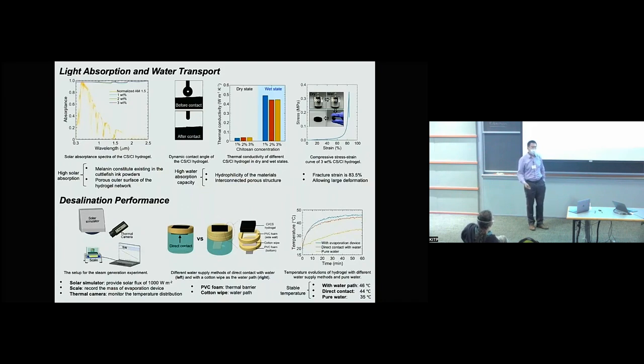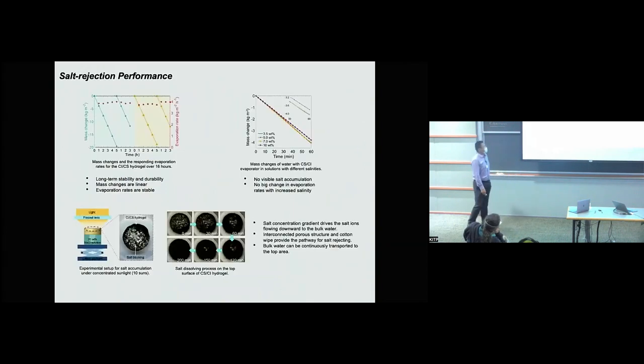That's why we place a thermal insulation layer at the bottom, and we absorb water through the cotton wipe, from the water to the top of the evaporator. We also measured the temperature. You can see, with the water passing through the cotton wipe, the top surface temperature maintains at 46 degrees Celsius. The next step we demonstrated is the salt rejection performance.